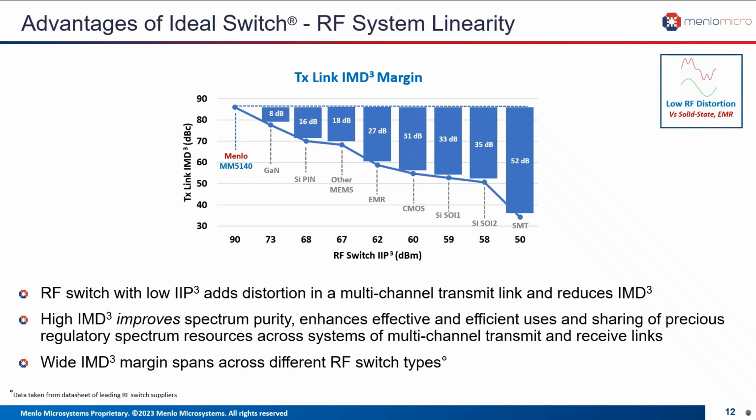So literally, the MM5140 is adding negligible RF signal distortion to the multiple channel transmit output of the RF system shown on the previous slide, which really is a very important thing because it's essential to maintaining RF spectrum purity for this RF system link, in order to enhance the effective and efficient use and sharing of this precious FCC spectrum across systems of multiple channel transmitters and receivers.